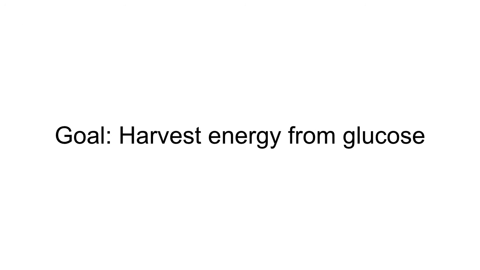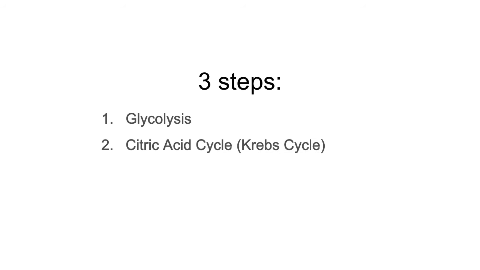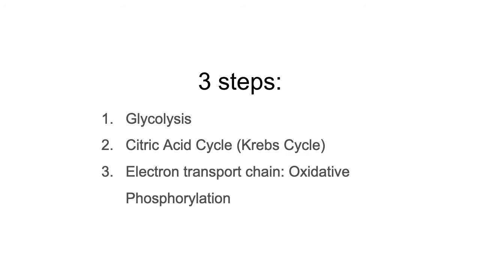The goal of cellular respiration is to harvest energy from glucose that can be used by the cell. It occurs in three main steps. First, glycolysis, then the citric acid cycle, also known as the Krebs cycle, and lastly, the electron transport chain. This step is also called oxidative phosphorylation.